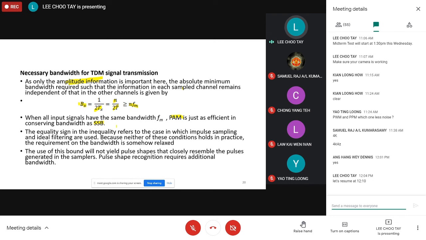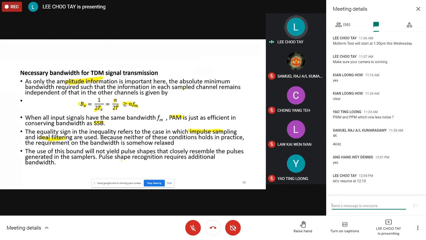The minimum applies where our sampling is ideal. We are using impulse sampling and an ideal filter. We know in practice we can never have an ideal filter, and with impulse sampling, you will not be able to generate an impulse of zero width and infinite height. So again, in practice, your bandwidth is larger than N fm.